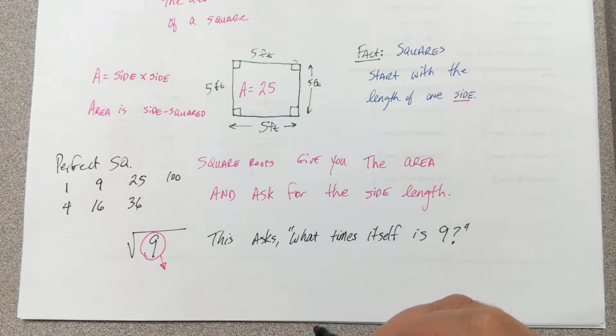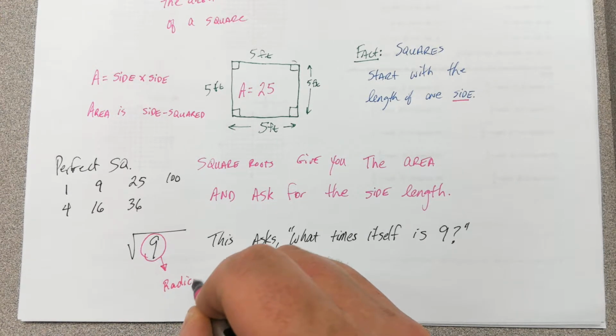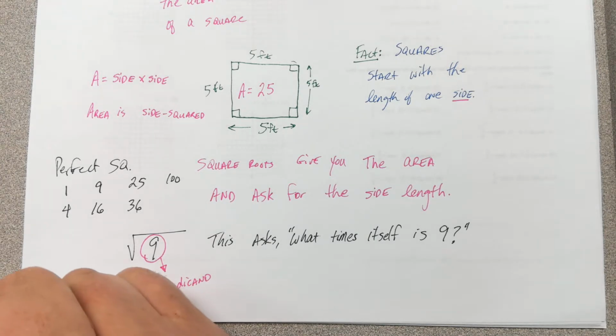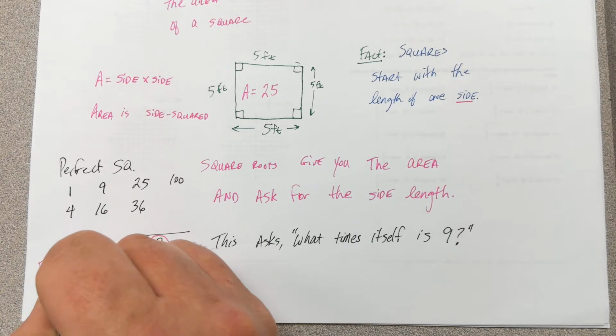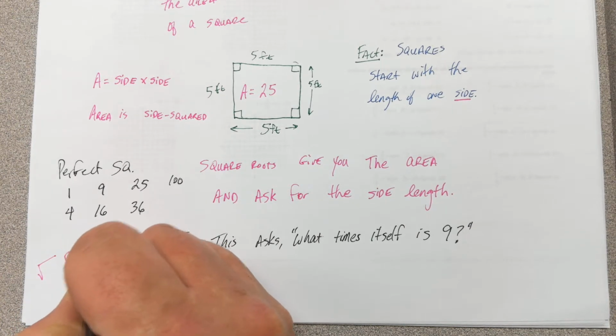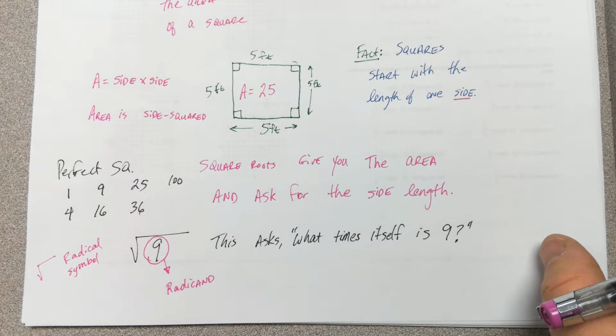Anybody know? The number on the inside is called a radicand. The number on the inside is called the radicand. And the square root symbol, I'll move my hand so you can see, is called the radical symbol. That's all. I don't know if we'll see why they're called radicals in this class or not.